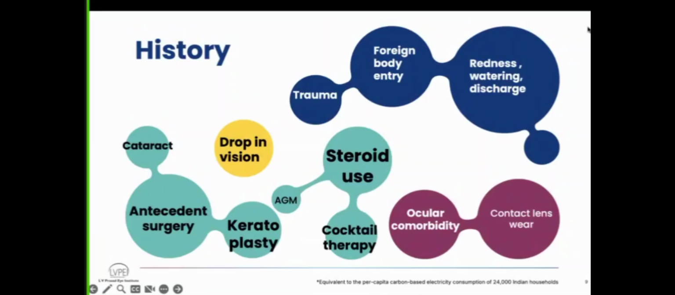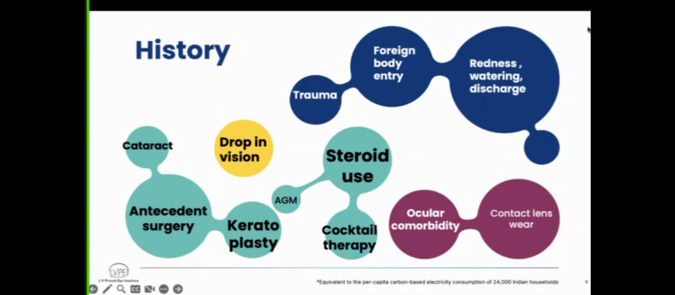We already asked about trauma. Why will we ask for foreign body entry specifically after that? To differentiate whether the ulcer is bacterial or fungal or microbial. So, the presence of foreign body entry is not exactly going to tell you which kind of ulcer it is.